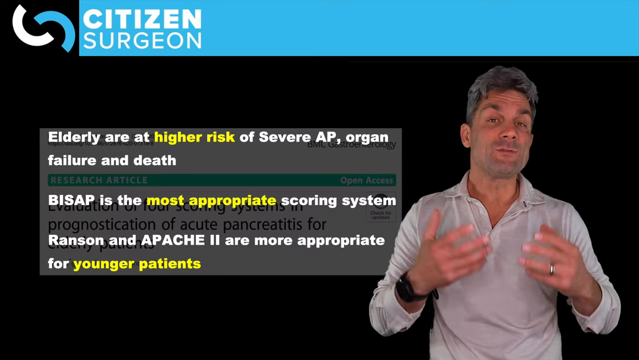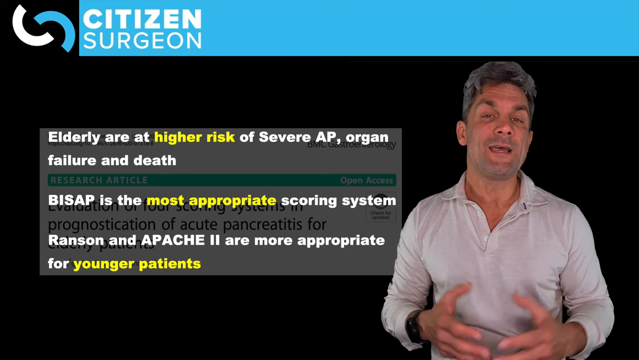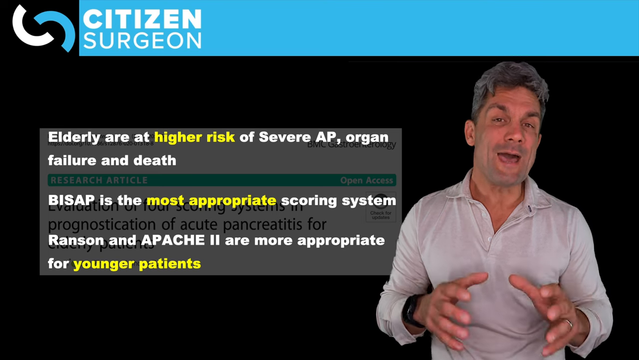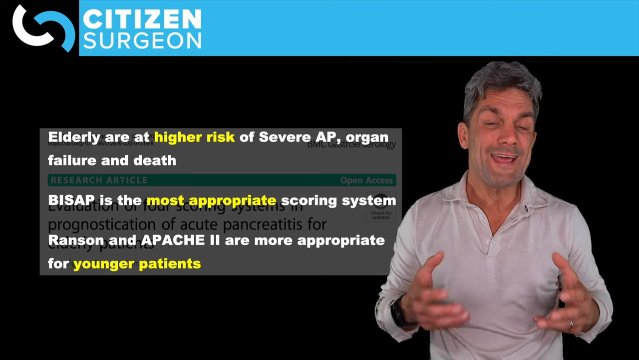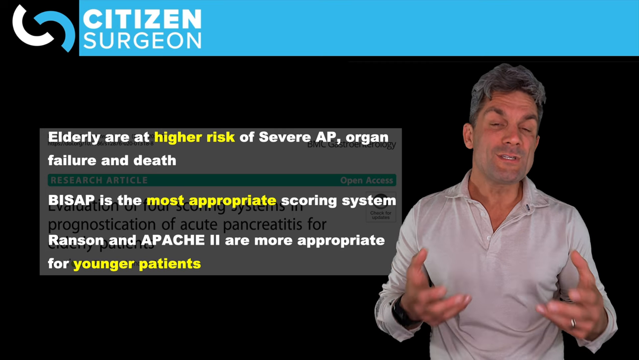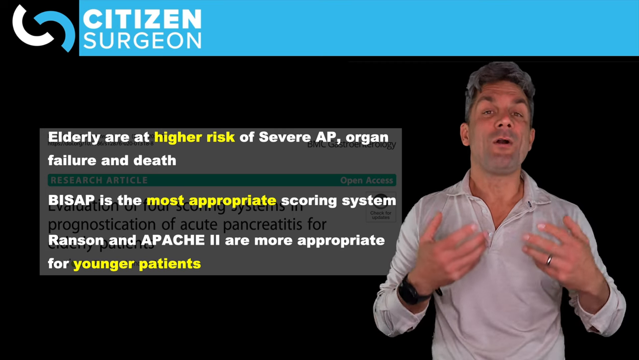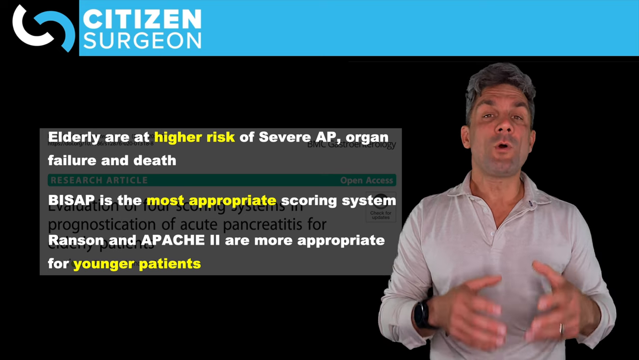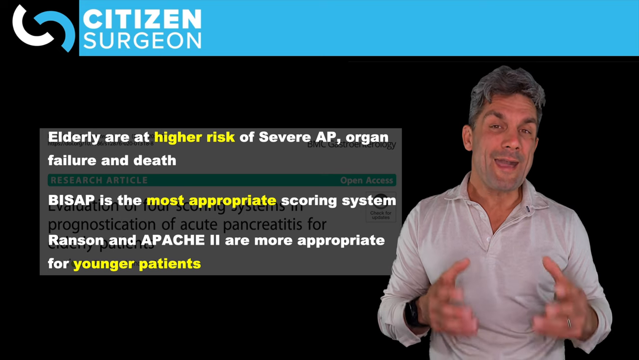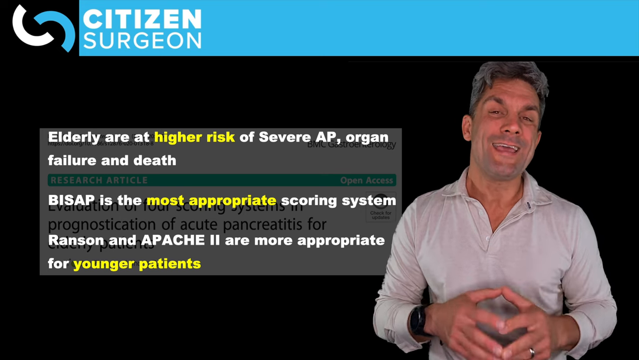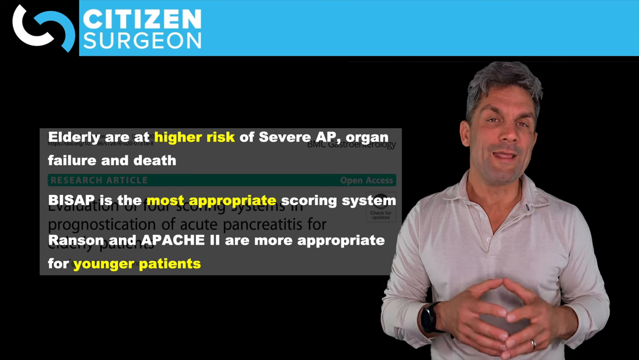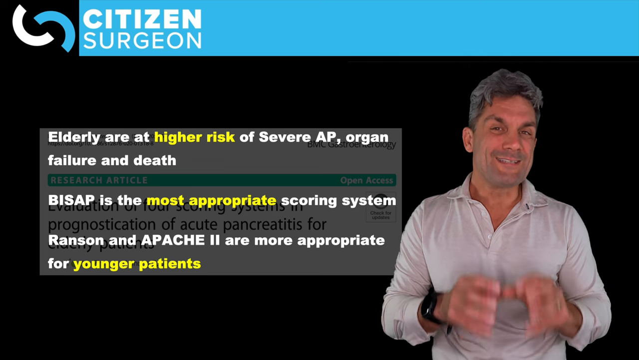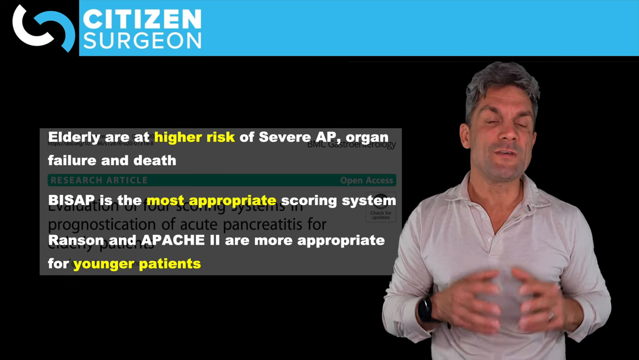Well, they found that the elderly, as we talked about before, are at an increased risk of more severe acute pancreatitis. They also found that across the board, the BISAP was the most appropriate score to use, and that had to do with ease of use. Those clinical parameters and laboratory measurements are easy to acquire. And finally, Ranson and APACHE II are more appropriate in younger patients. However, the APACHE II with those 12 clinical variables makes it difficult to get all of that data. All right, so BISAP is really a go-to scoring system if we want to help predict mortality in patients with a diagnosis of acute pancreatitis.